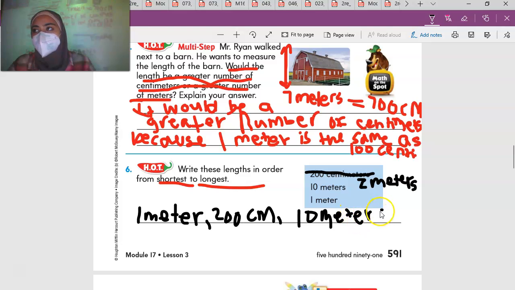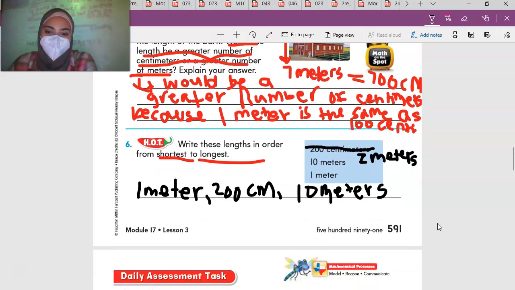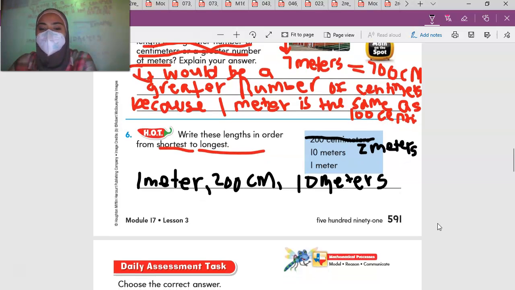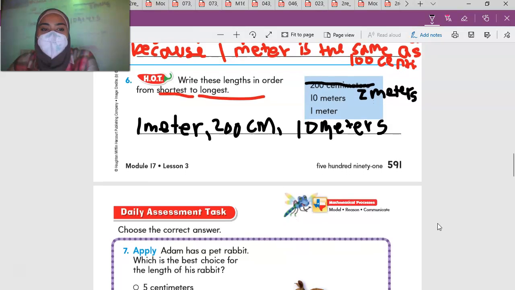You're right, it is. It's 1,000, not 10,000. It's 1,000 meters. 1,000 centimeters. All right, moving on.